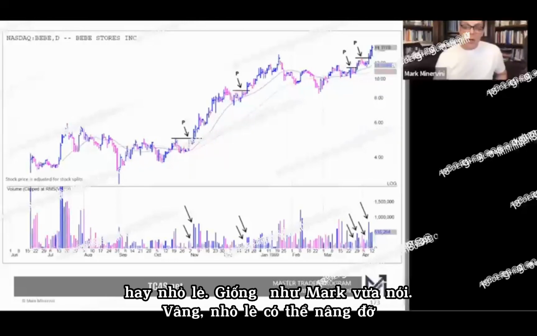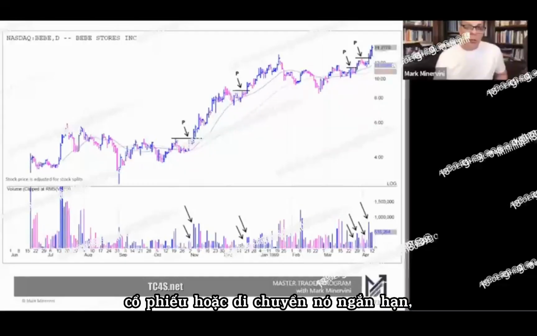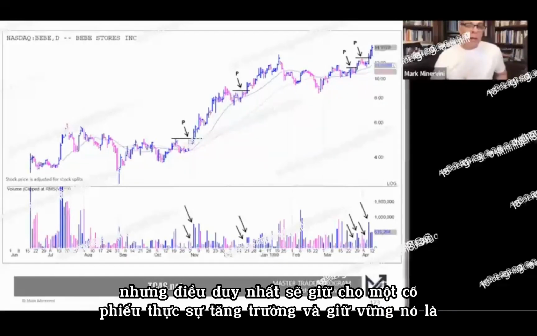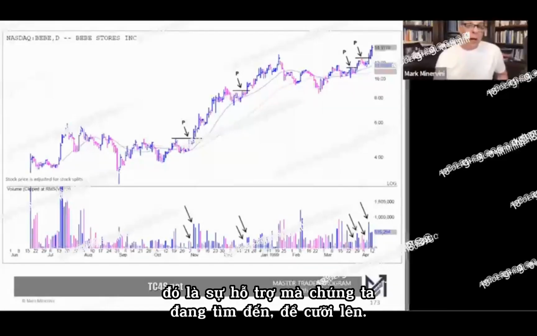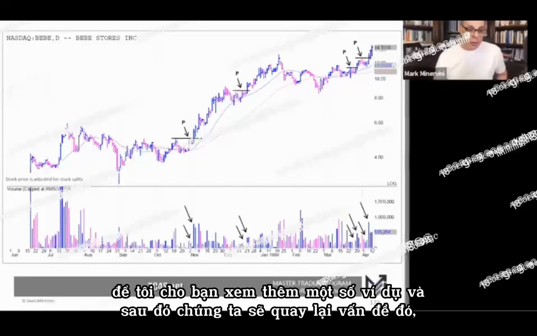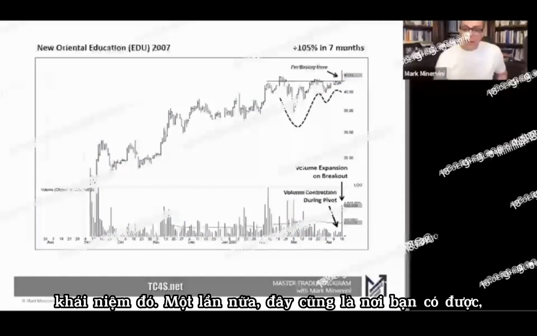Like Mark just said, retail buying can budge a stock or move it short term, but the only thing that's going to keep a stock really going and hold it up is persistent buying by big institutions. And those are the backs that we're looking to ride. Let me show you some more examples, and then we'll come back to that concept.